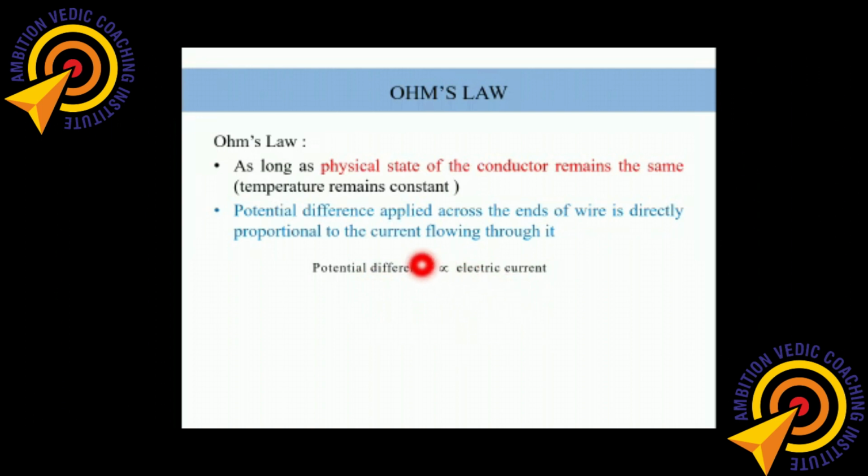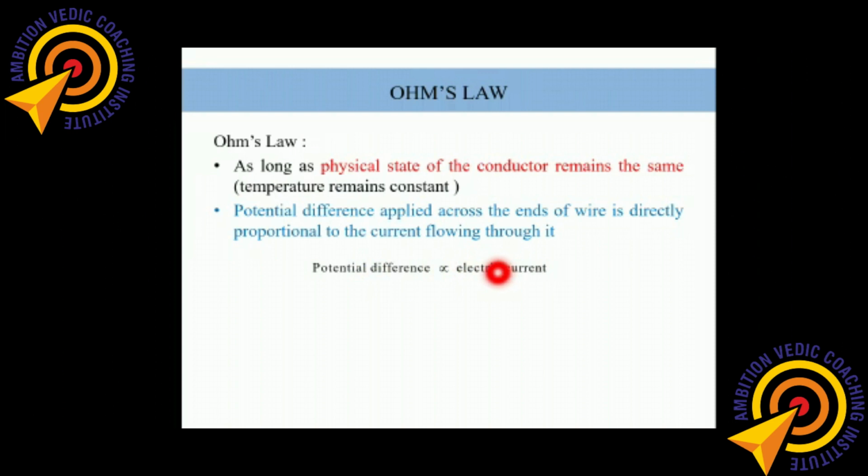But remember, Ohm's law is applicable only under certain conditions. We are not replacing the wire. We have to keep the same wire till the end of the experiment, and there should be no temperature change. We are not heating the wire or stretching the wire. So the physical state of the conductor as well as the temperature remains the same. So from Ohm's law, the potential difference of a wire is directly proportional to current if the wire is maintained the same throughout the experiment.